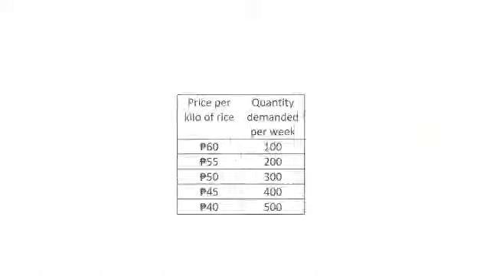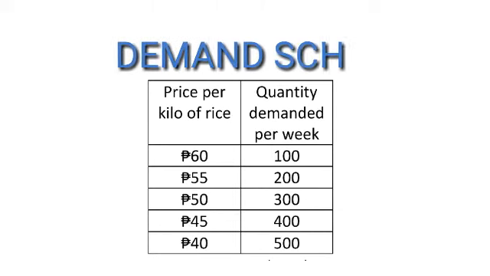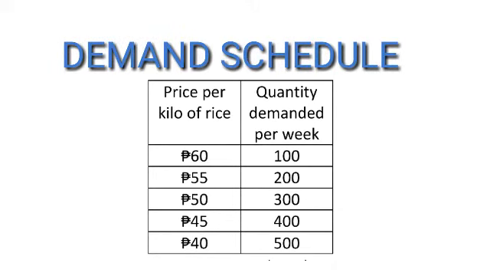Just take a look at this table known as demand schedule that lists the quantity of rice that consumers are willing to purchase at each price. As you can see, when the price goes down to 55, 50, 45, and 40, the quantity demanded increases.